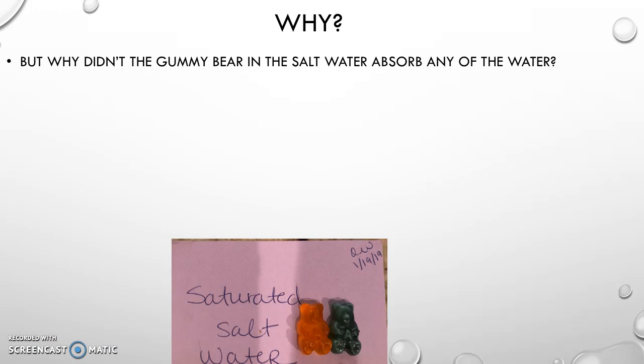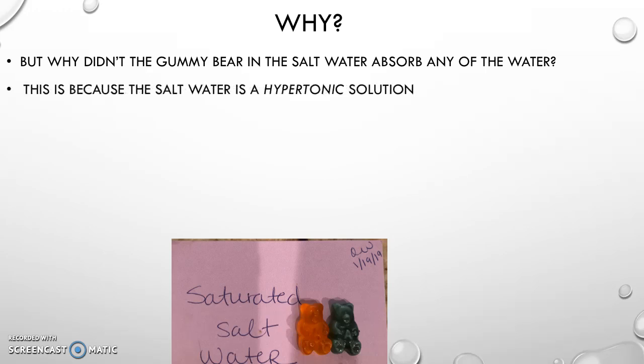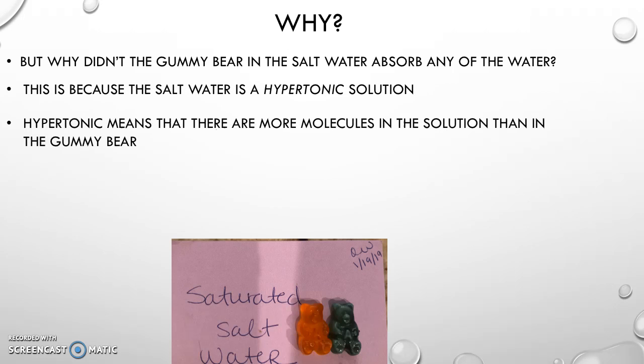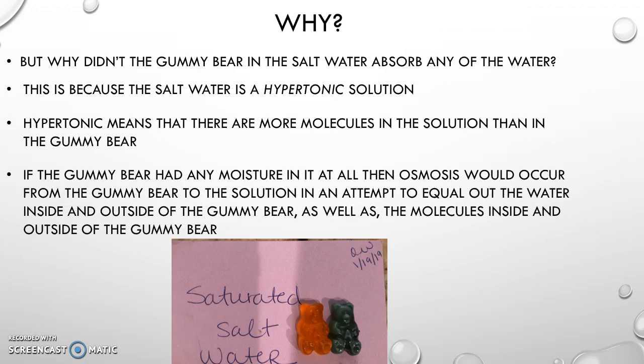Now, why didn't this happen with the gummy bear in the salt water? That's because the salt water is a hypertonic solution. Hypertonic means that there are more molecules in the solution than in the gummy bear. If the gummy bear had had any moisture in it at all, then osmosis would occur from the gummy bear to the solution in an attempt to equal out the water inside and outside of the gummy bear, as well as to equal out the molecules inside and outside of the gummy bear.